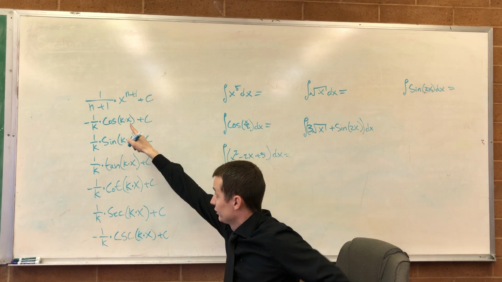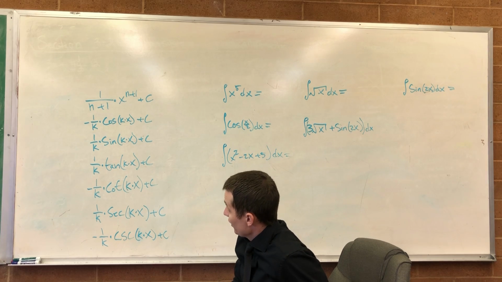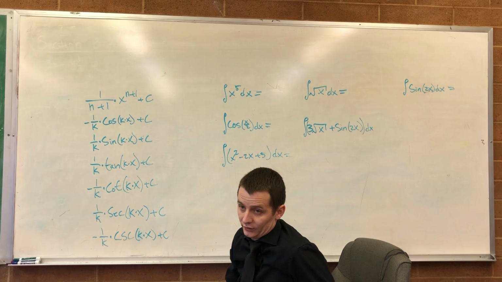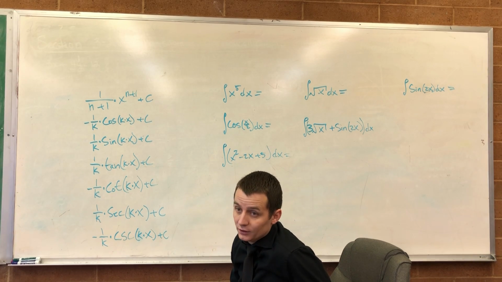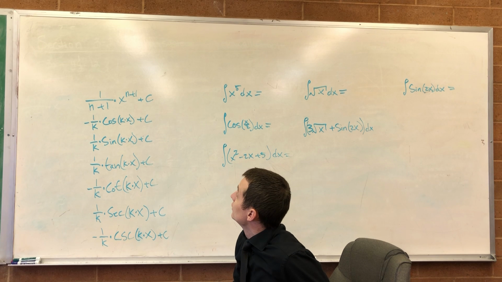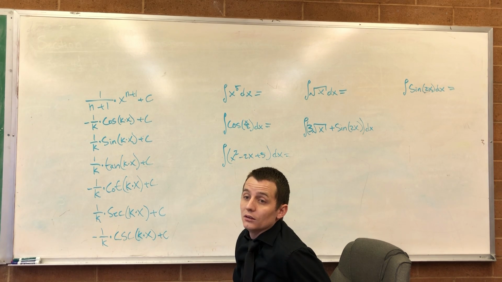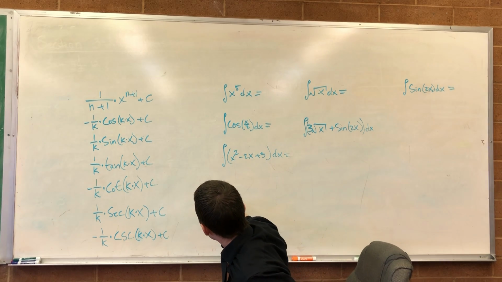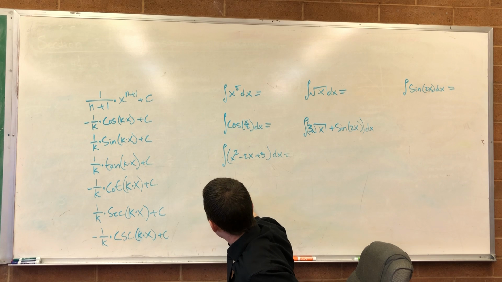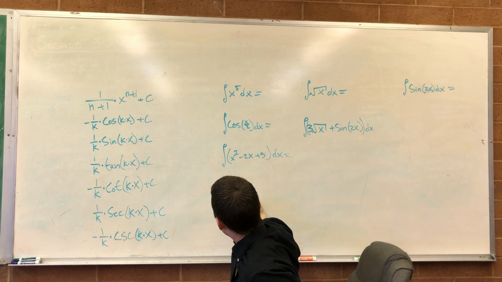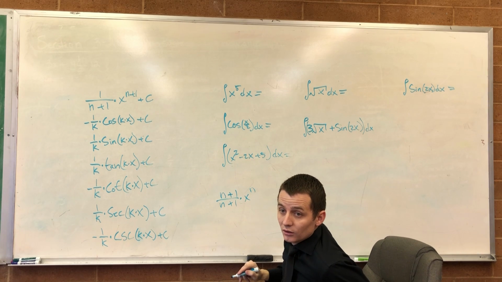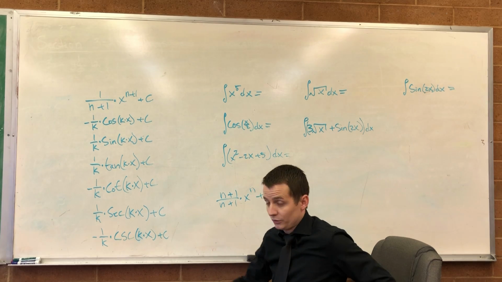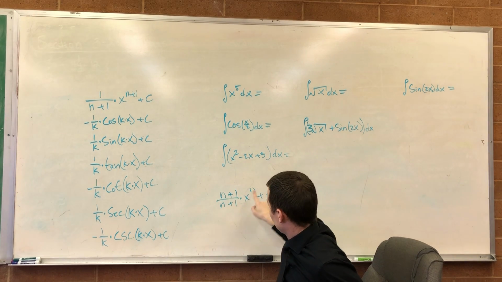So let's start with the top one. What's the derivative of the top thing? That's 1 over n plus 1 times x to the n plus 1 plus a constant. What's the derivative of that? When I bring the n plus 1 down, then we're going to get n plus 1 over n plus 1 times x to the n plus 0. What do you do when you take the derivative? You bring down the exponent and subtract 1.